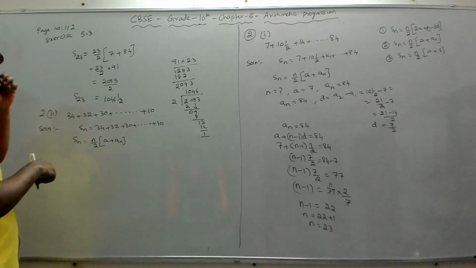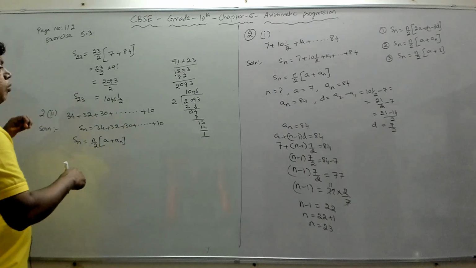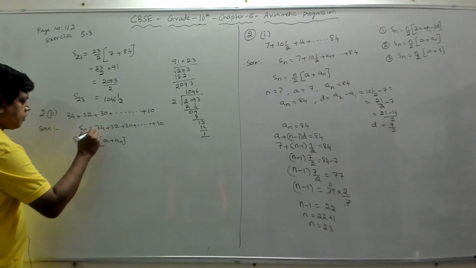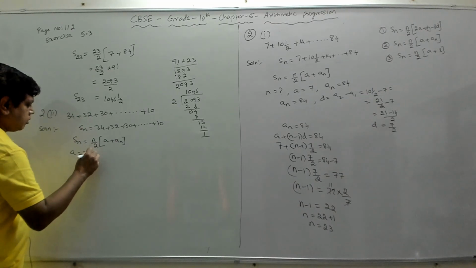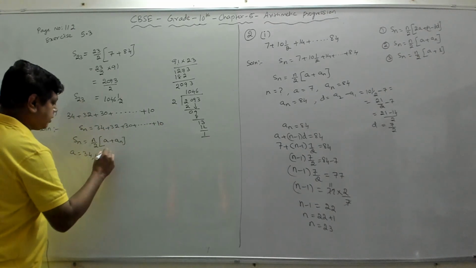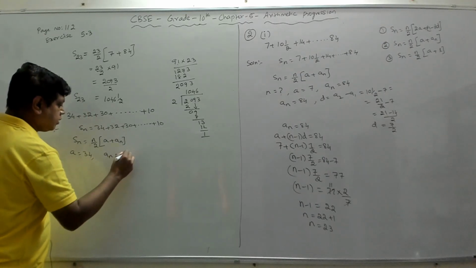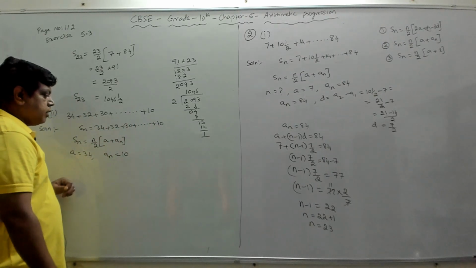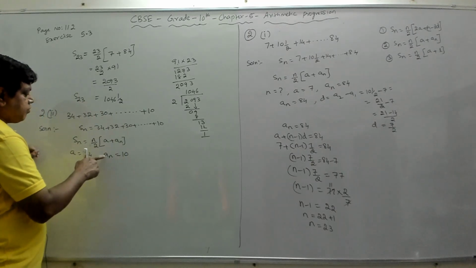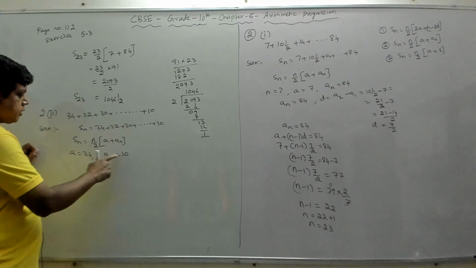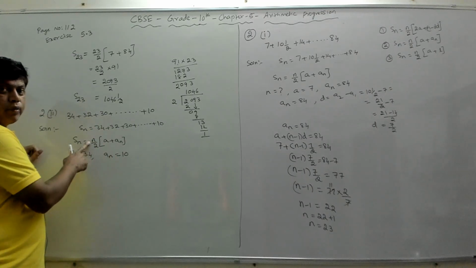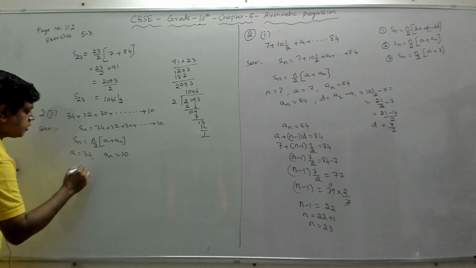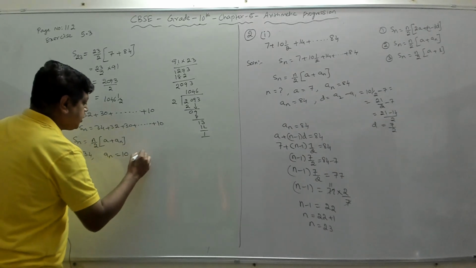Fine. Now we have to find a. a is the first term, so a is 34, then an is 10, the last term. Now we should find n. If you know n, then we can substitute these in the formula and find the value of Sn. To find n, we will use this, right? Again, let's keep the d also ready.